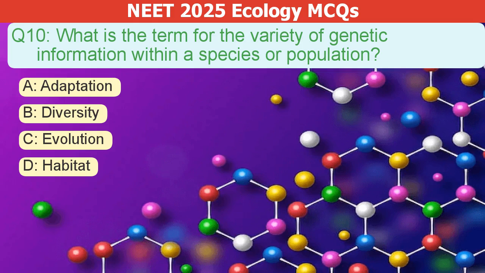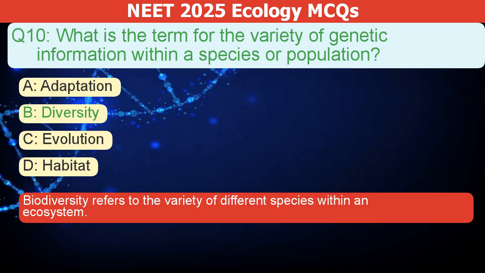What is the term for the variety of genetic information within a species or population? A. Adaptation. B. Diversity. C. Evolution. D. Habitat. The correct answer is B. Biodiversity refers to the variety of different species within an ecosystem.